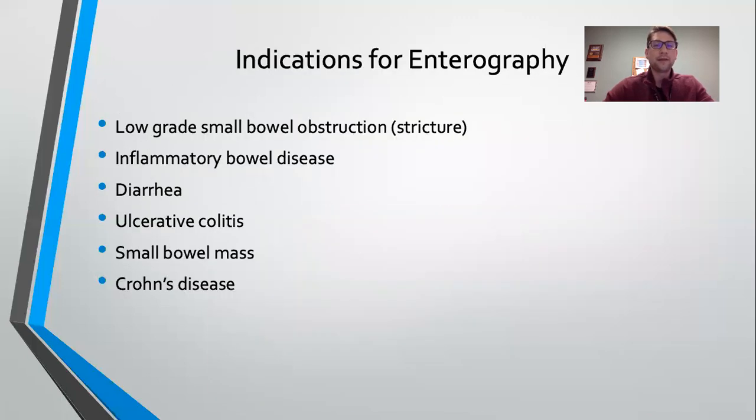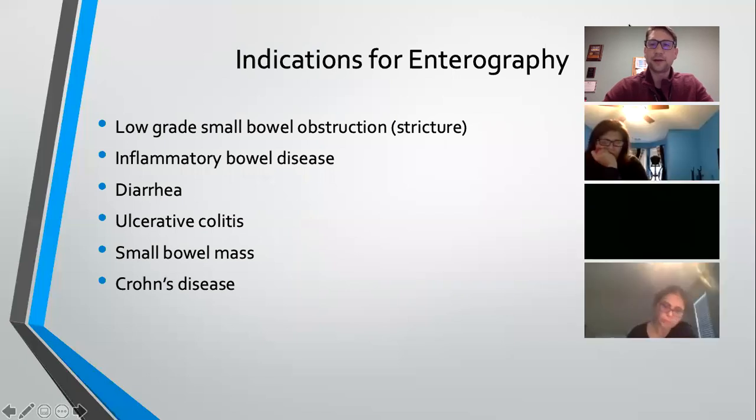All right, and then the last procedure we're going to talk about is enterography. So this is where you're actually going to have the patient drink some MR contrast called Volumen. So indications for enterography: they're looking for low-grade small bowel obstruction, inflammation within the bowel, chronic diarrhea, ulcerative colitis, small bowel mass, and the main one is Crohn's disease.